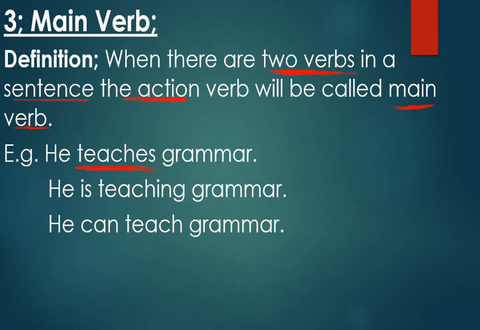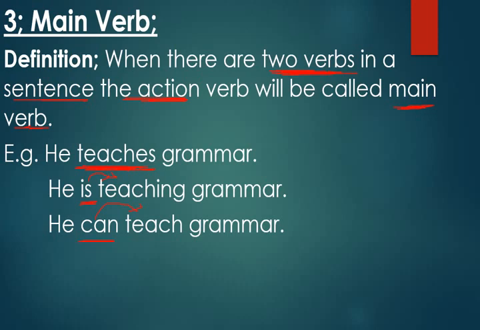But when there are two verbs in a sentence, for example, as we discussed in the previous lecture, helping verbs or primary verbs or modal auxiliary verbs, when a verb is followed by an action verb, the verb will be called main verb. In the previous lecture we discussed that those verbs which help the action verb and tell us the tense are called helping verbs, and those which tell us the possibility are called modal auxiliary verbs. But main verb is what? Your action verb.